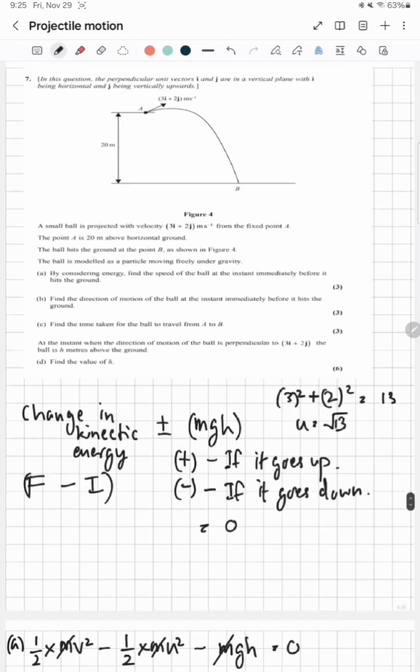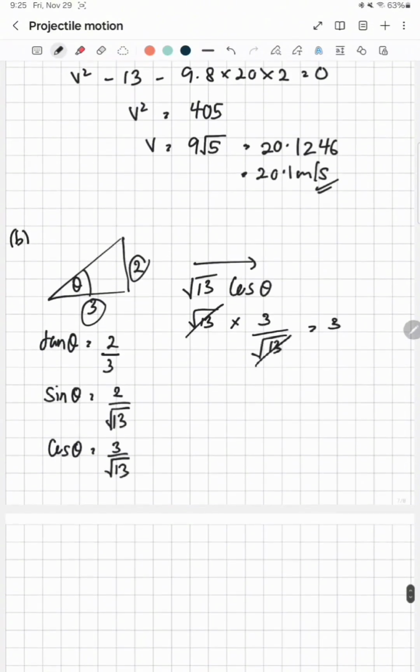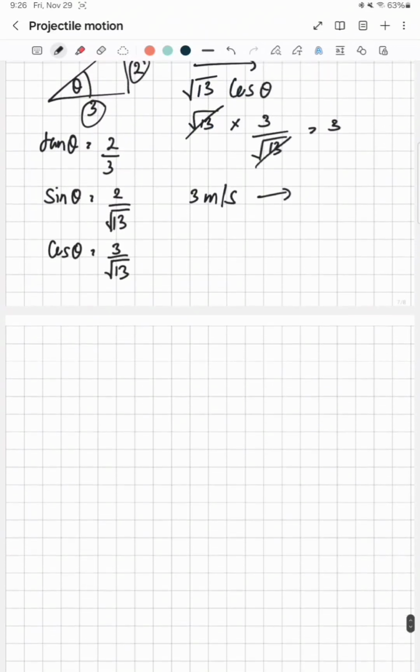So if you look at your question, this is your horizontal velocity, this is your vertical velocity. If you want to prove it, this is how you get it. Okay? So 3 meters per second is your horizontal velocity, and the horizontal velocity doesn't change in projectile motion. It's only the vertical velocity. So we can draw a diagram.